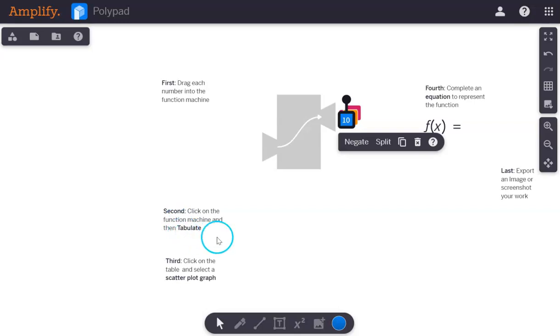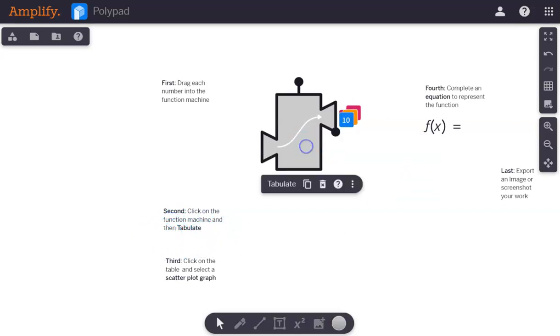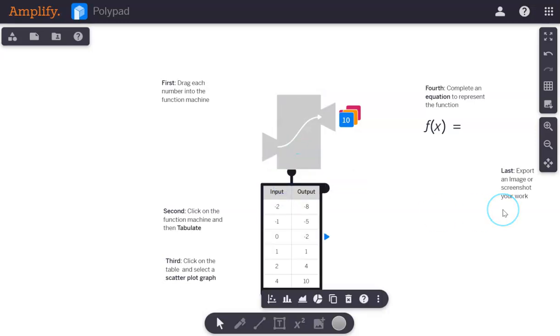The second thing it says to do is click on the function machine and then tabulate. So they're going to click here, and then they're going to click the word tabulate. And that will create a table of solutions for this function. So the goal is to try to figure out, well, what is an equation for this function? Well, to help them, they can create a graph.